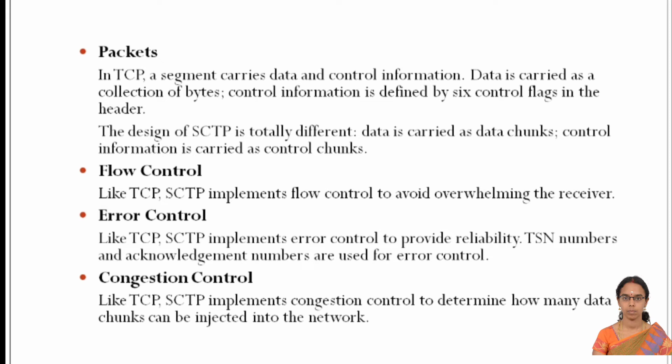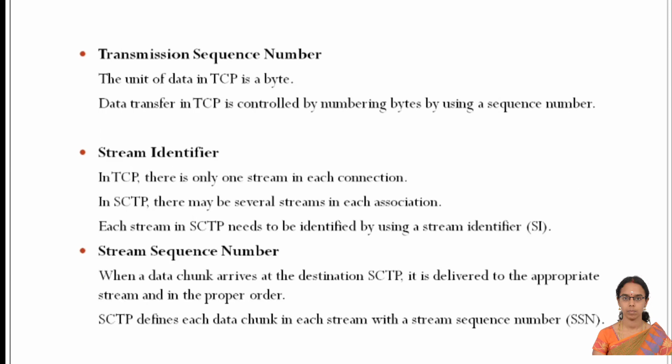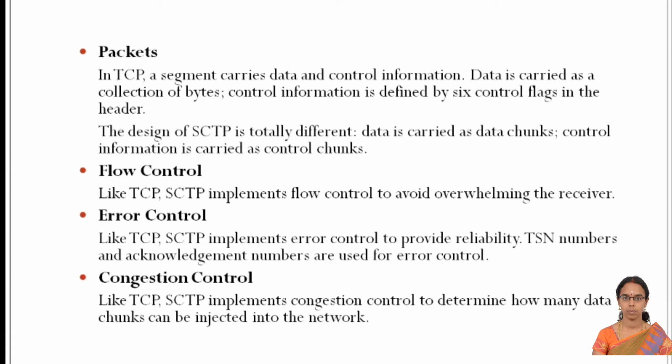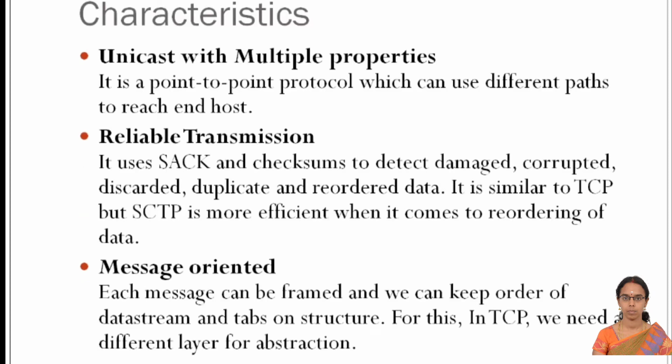So definitely by using the TSN, that is the transmission sequence number, error control mechanisms are carried out. So acknowledgements of each and every packet will be identified by their acknowledgement number. So these two numbers will specify if any packet is lost or modified in our data transmission. Then congestion control. Like TCP, in SCTP, congestion control specifies how much data is injected into the network. So a few control mechanisms are there for flow, error and congestion in SCTP also.